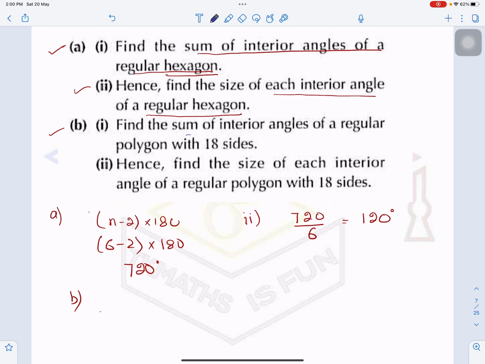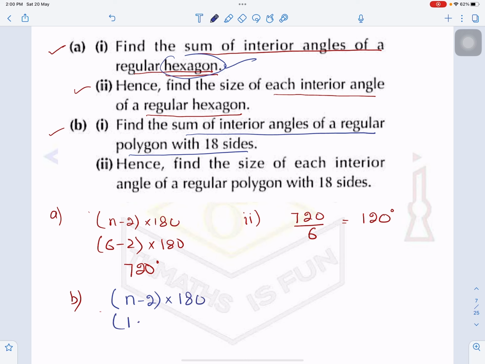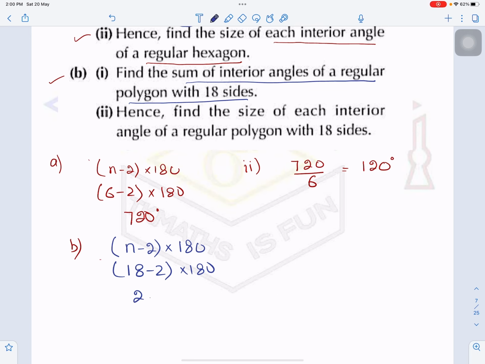Now find the sum of the interior angles of a regular polygon with 18 sides. Exactly the same. Here he used the word hexagon because we knew it, but what is an 18-sided polygon called? Don't know. So that's why I said polygon with 18 sides. So you will write the same formula and you will use n equals 18, right? So 18 minus 2 is what? 16 multiplied by 180, 2880. This is the sum of the interior angles of a regular polygon with 18 sides.